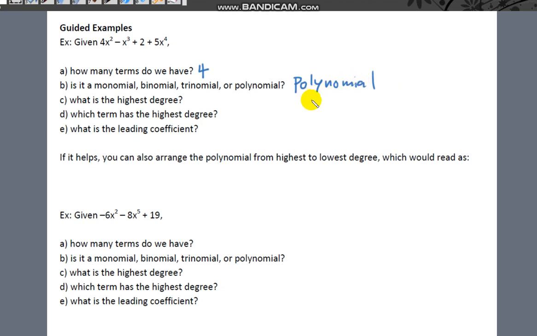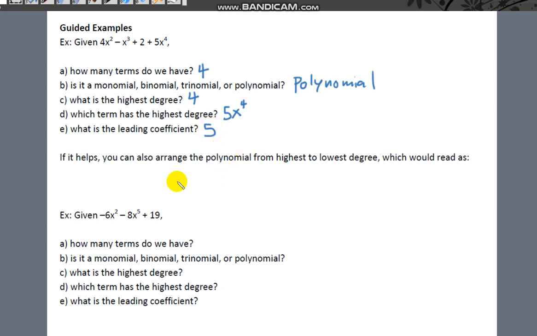Okay. What is the highest degree? If you look at the exponents here, this term has the highest degree. So the highest degree is going to be 4. Okay. Which term has the highest degree? The term we're considering is that entire thing, 5x raised to the 4th power. What is the leading coefficient? The leading coefficient is just going to be the one in front, and that's going to be 5.